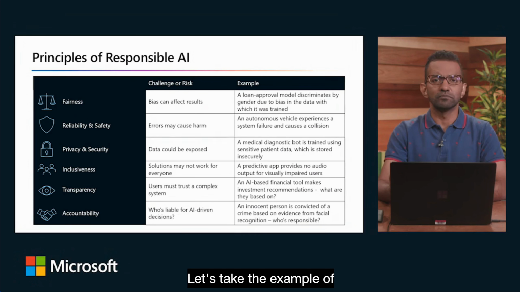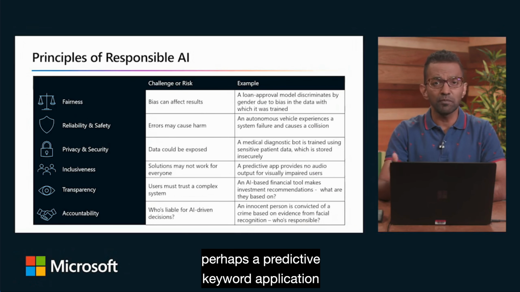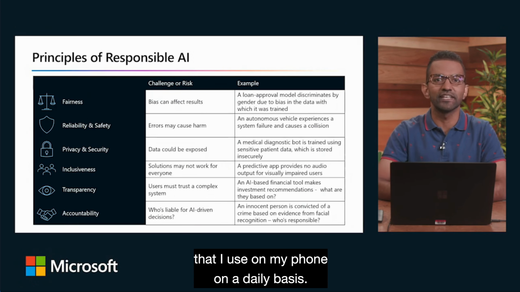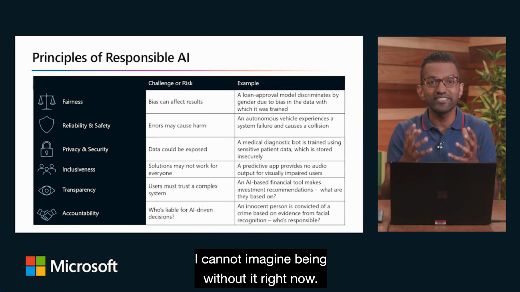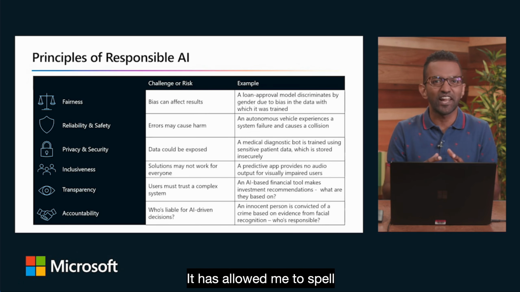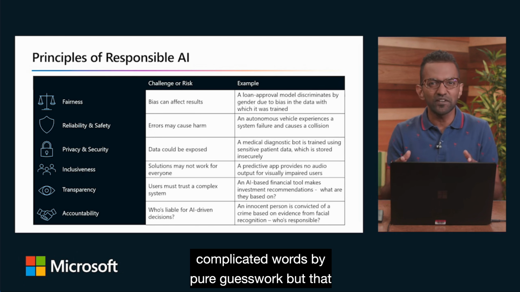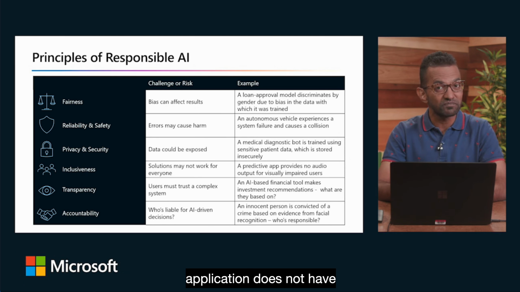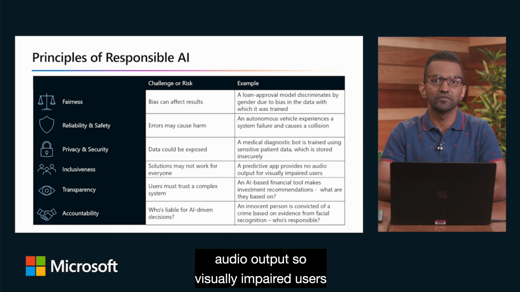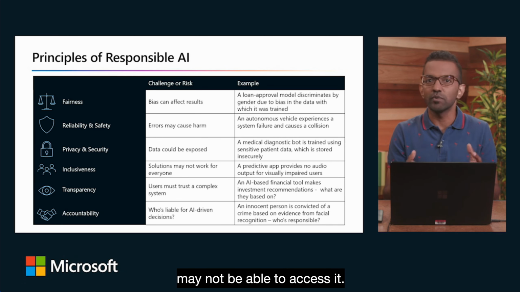Let's take the example of perhaps a predictive keyboard application that I use on my phone on a daily basis. I cannot imagine being without it right now. It has allowed me to spell complicated words by pure guesswork. But that application does not have audio output, so visually impaired users may not be able to access it.